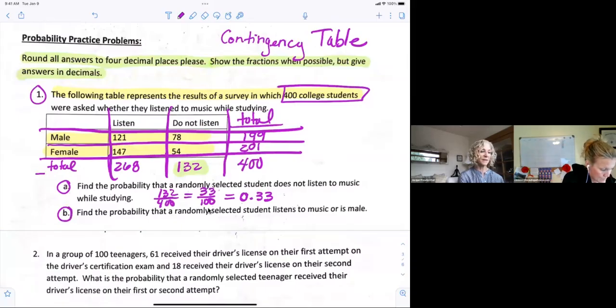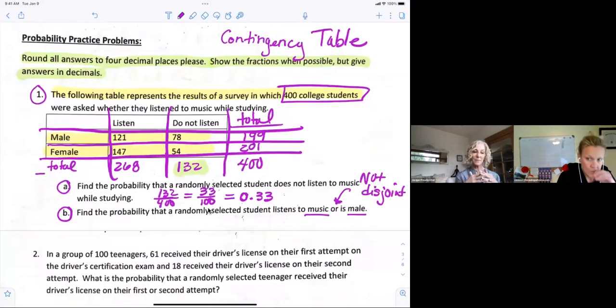Part B says, find the probability that a randomly selected student listens to music or is male. So we want a student who listens to music or is male. Because you can have a male student that listens to music, these are not disjoint, because the categories overlap. So let's think about how we could calculate this.